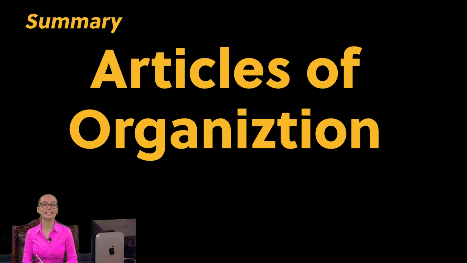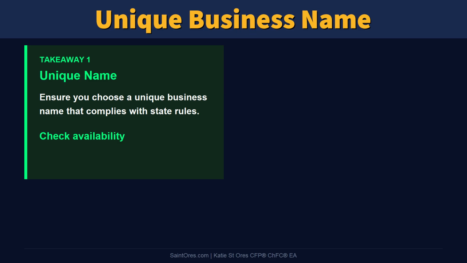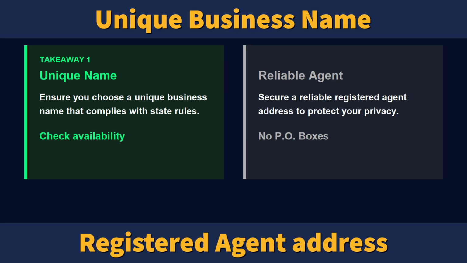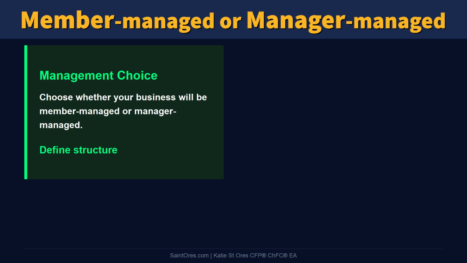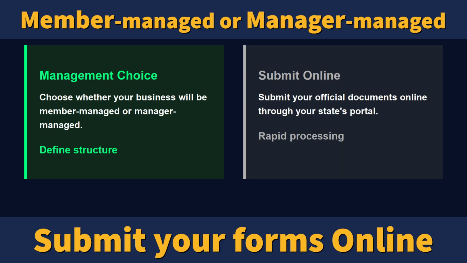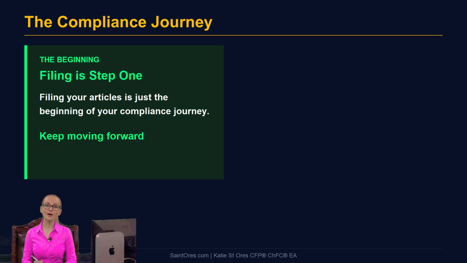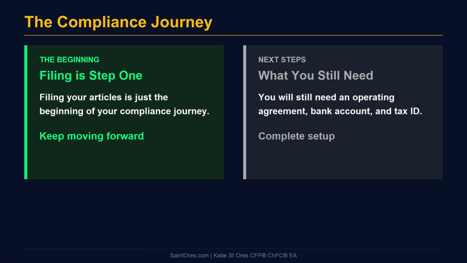Let us summarize the key takeaways from today's discussion on filing your articles of organization. First, ensure you have a unique business name and a reliable registered agent address. Second, choose whether your business will be member managed or manager managed. Third, submit your official documents online through your state's portal to ensure rapid processing. Finally, always remember that filing your articles is just the beginning of your compliance journey. You will still need an operating agreement, a business bank account, and a federal tax identification number.